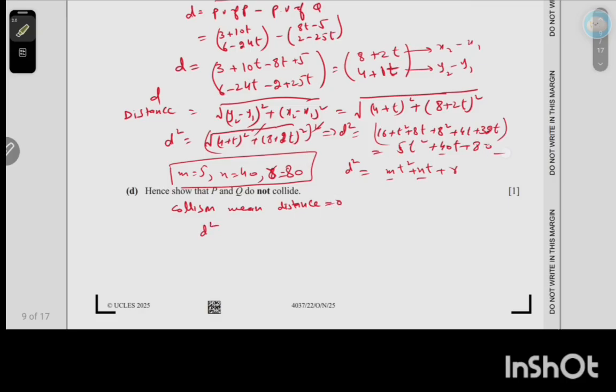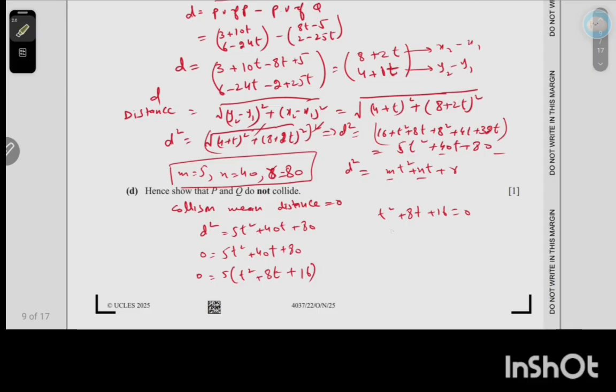We have this equation: 5t squared plus 40t plus 80. So it means 0 = 5t squared + 40t + 80. Here we take 5 common, so 5 common, t squared plus 8t plus 80 divided by 5. What will be here? 80 divided by 5, I think 16. It will be 16. So t squared plus 8t plus 16 equals 0.